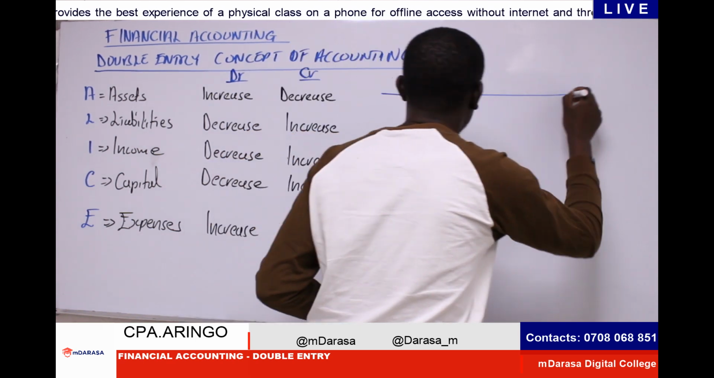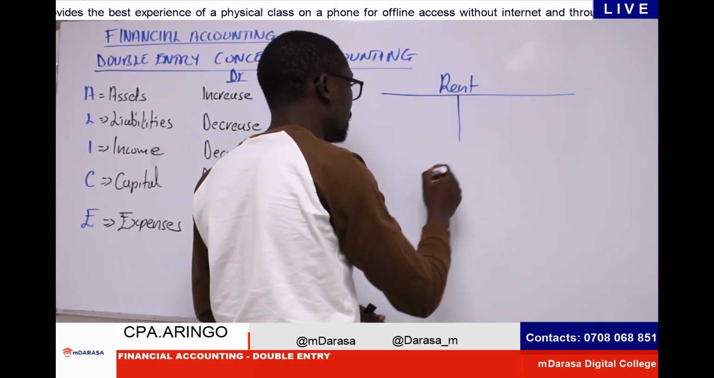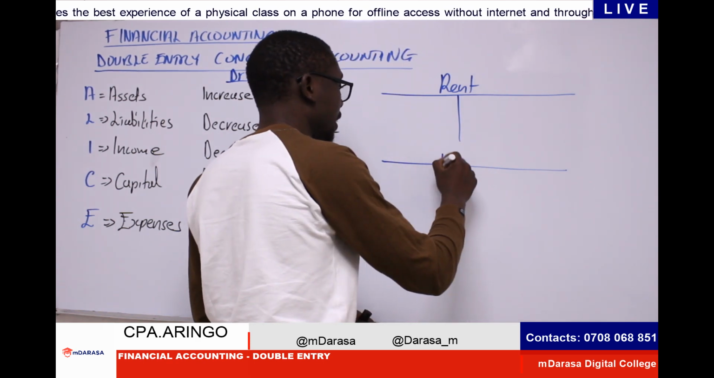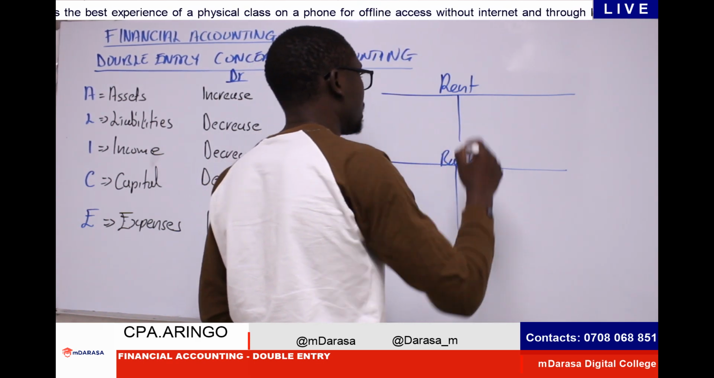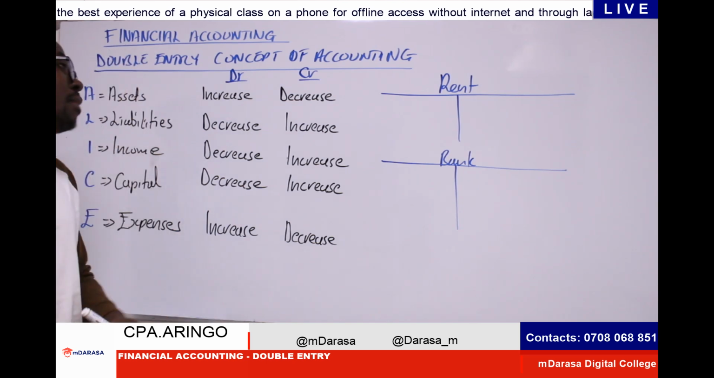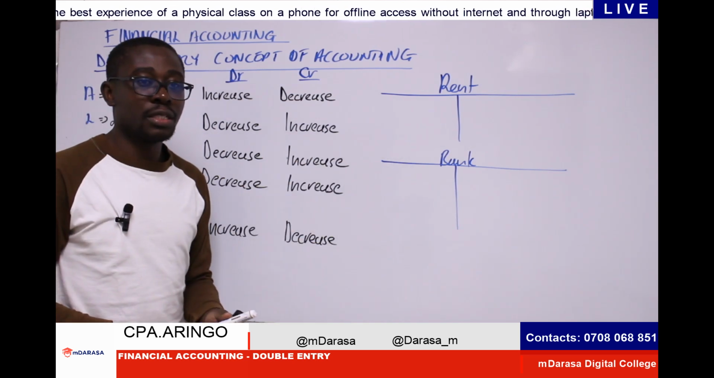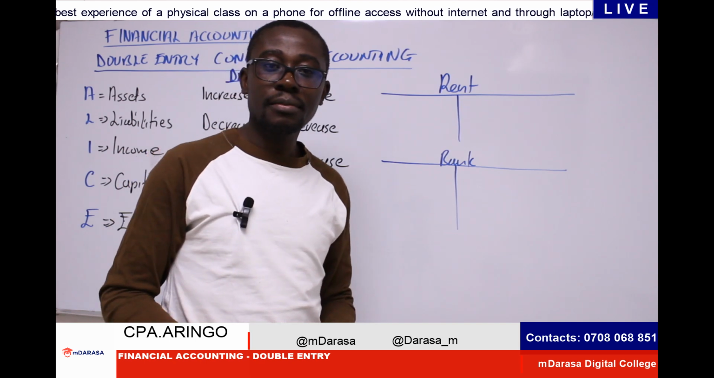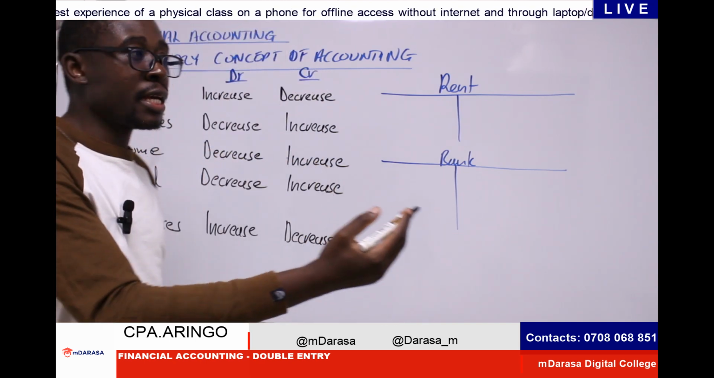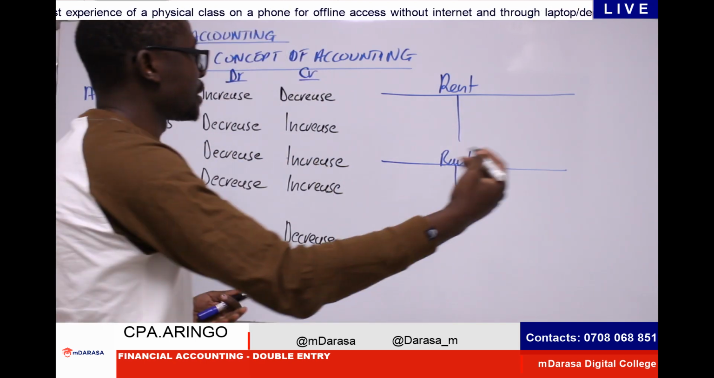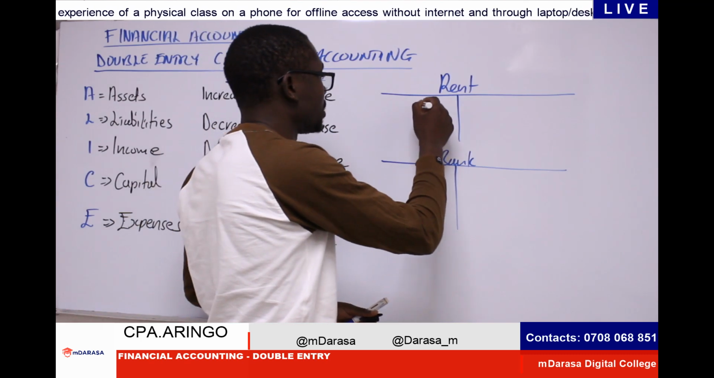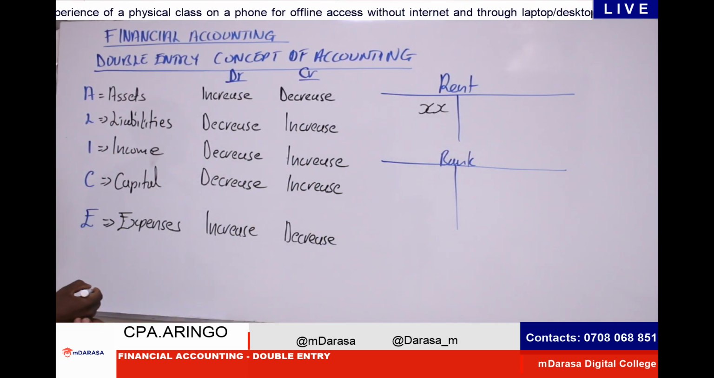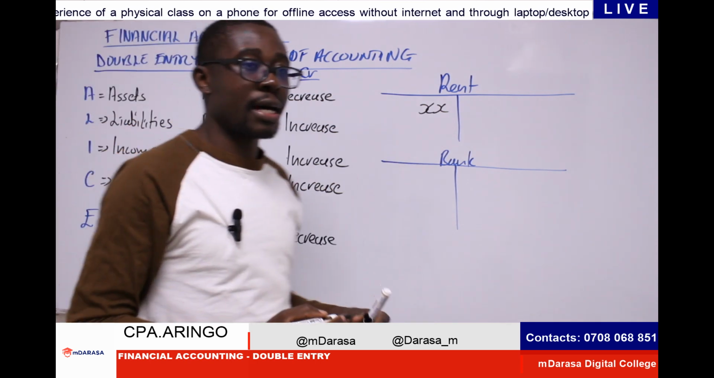Following the double entry concept, we've said we'll be having two accounts. The rent I'm paying via cash or bank, so I'm having the bank account and the rent account. Rent is an expense. So when I am paying my rent, it means this is an expense, so it is increasing. So we debit.